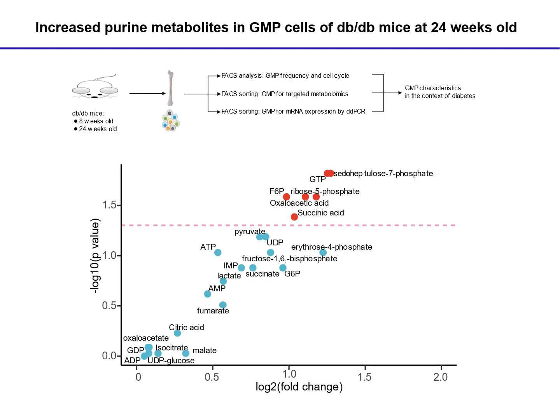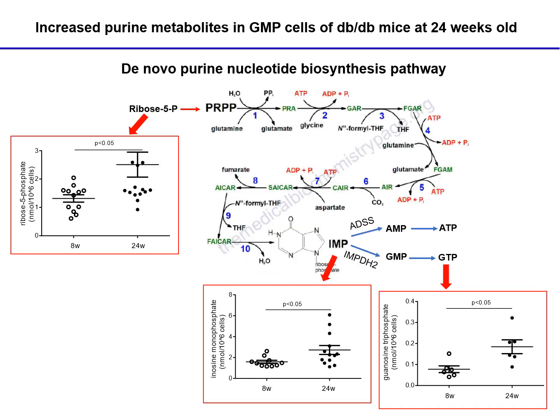Thereafter, GMP cells were sorted by FACS for targeted metabolomics. By analysis, 7 metabolites were identified as increased in GMPs of type 2 diabetic mice at 24 weeks old. Of the 7 metabolites, 3 were within the de novo purine nucleotide biosynthesis pathway. They were ribose 5-phosphate, which initiates the pathway, IMP, inosine monophosphate, which is a core intermediate of the pathway, and GTP, guanosine triphosphate.